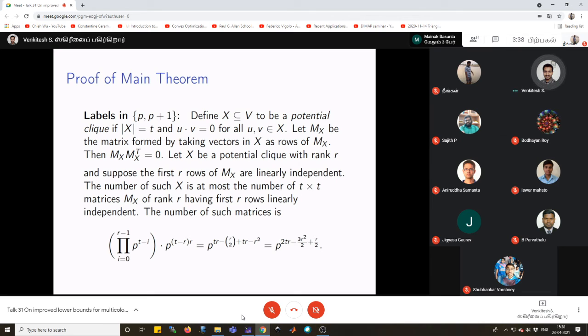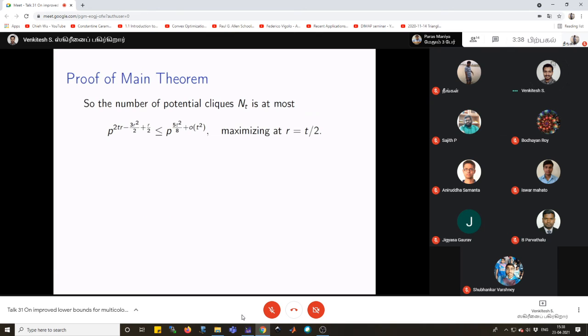This is what it is. Now once again, t to the quadratic in R is slightly difficult to handle. So what do we do? So far we have this. The number of potential cliques, let me just call it n sub t, is at most this expression, t to the quadratic expression in R.